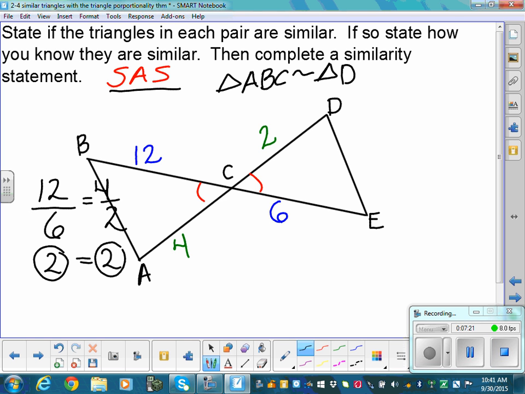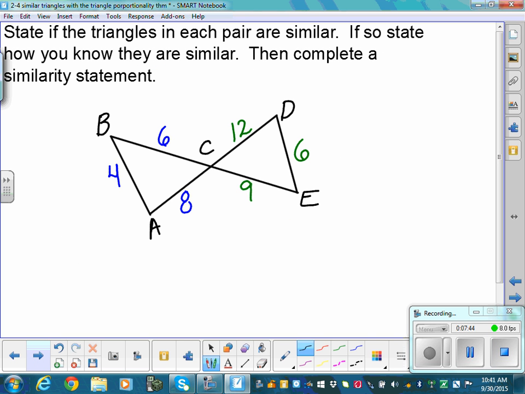And then B was between 12 and blank. 12 was to 6. So we got to find 6 and blank. 6 and blank. So what goes with B? E. So therefore, C must go with C. All right. Any questions on that? And we're done. Okay. Let's do another one.